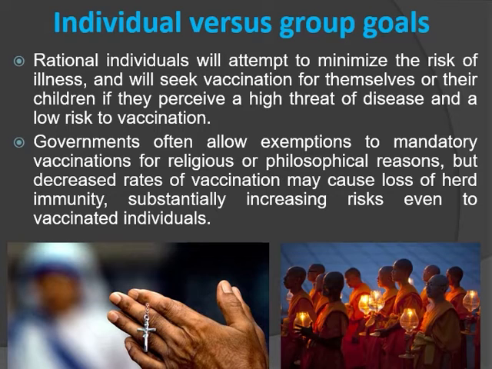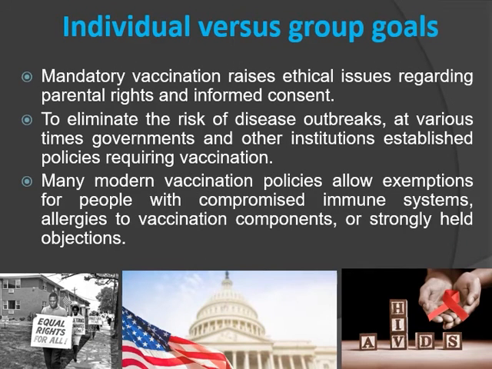Governments often allow exemptions to mandatory vaccinations for religious or philosophical reasons, but decreased rates of vaccination may cause loss of herd immunity, substantially increasing risks even to vaccinated individuals. However, mandatory vaccination raises ethical issues regarding parental rights and informed consent.